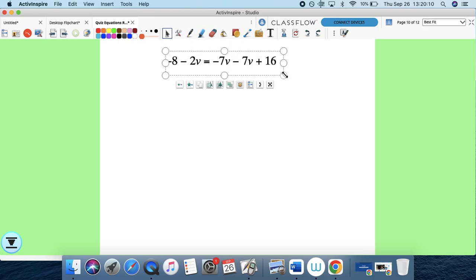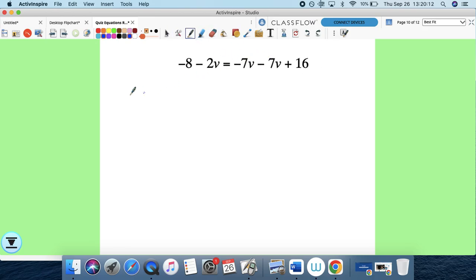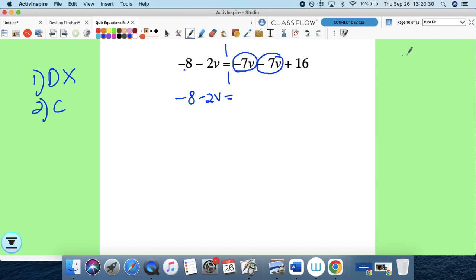Okay, the other problem here. We're going to check for distributive property. None. Number 2, combine like terms. Can I combine anything? Look here. Negative 8 and negative 2v, I cannot combine, so that stays as it is. On the right side, this term and this term are like terms. I can combine those two. So let's forget the variable for a second. What's negative 7 minus 7? That would be negative 14v. And then plus 16. There's nothing else to combine, so I move on to the third step.